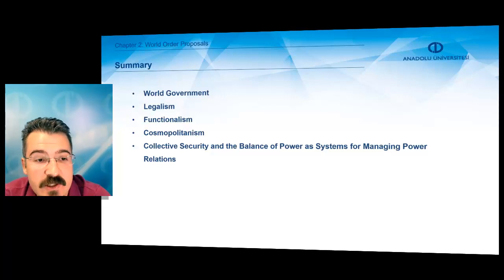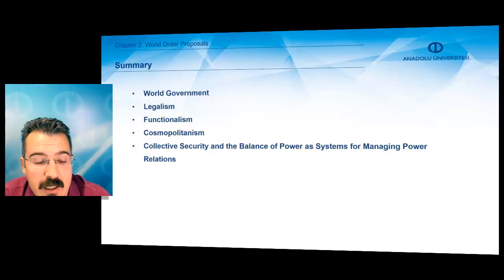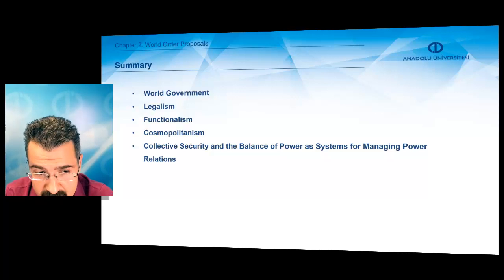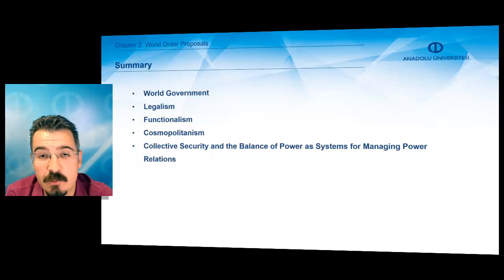To conclude, in this chapter, we first focused on the world government proposal, and then we discussed legalism, and as a third topic, we also considered functionalism. We also looked at cosmopolitanism, and finally, we have seen the arguments regarding collective security and balance of power as a system of managing power.